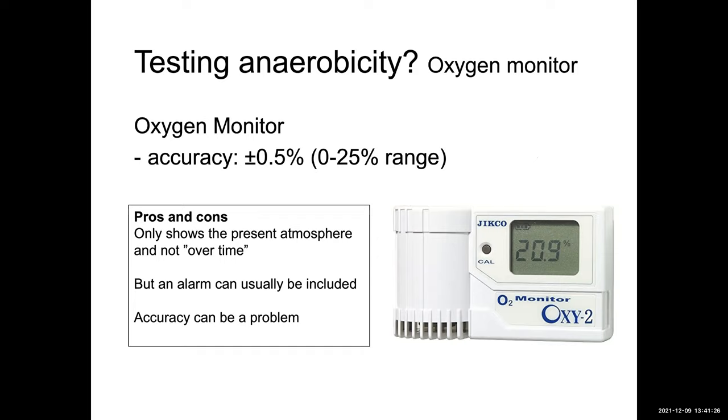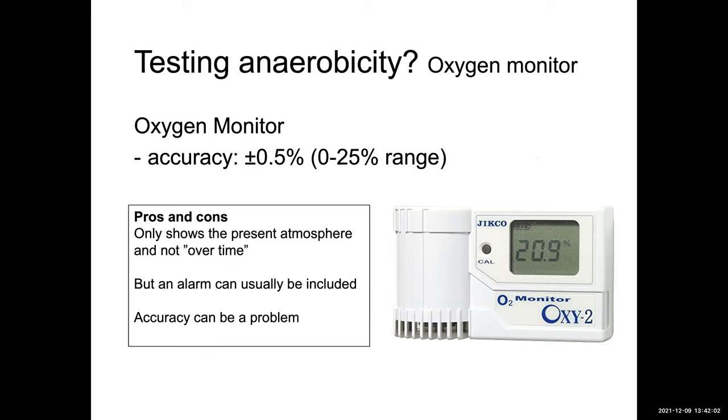However, usually if you have the small oxygen monitors, accuracy can be a problem. With this specific product, it is plus minus 0.5%. And if the monitor is saying 0% of oxygen and it's actually 0.5, I believe you will have very big problems with growing a lot of anaerobic bacteria in your atmosphere. So that can be a problem. Of course, you can get very expensive monitors and they will work quite well, but still only for workstations.